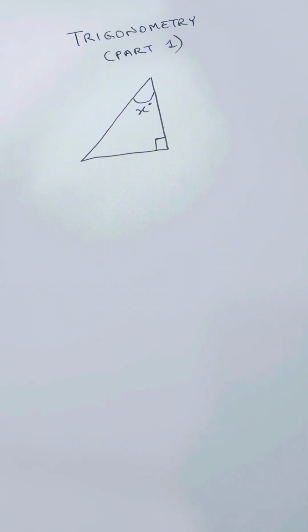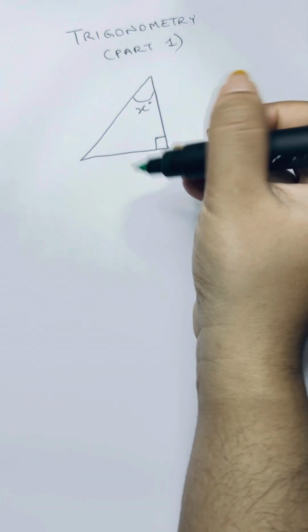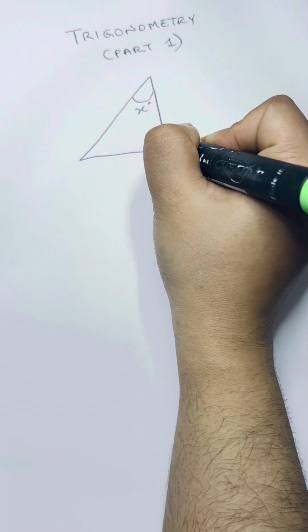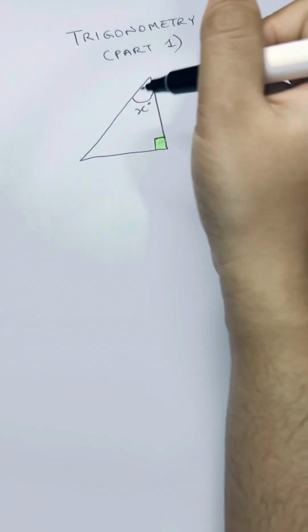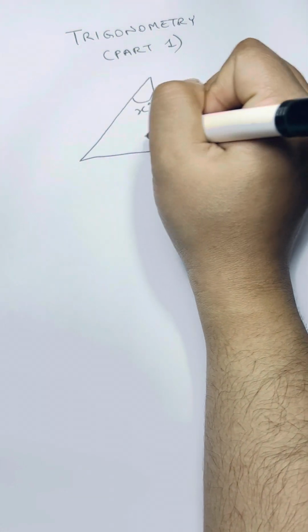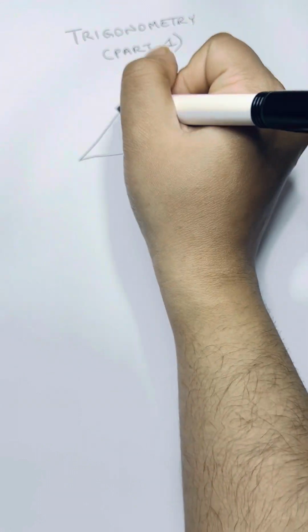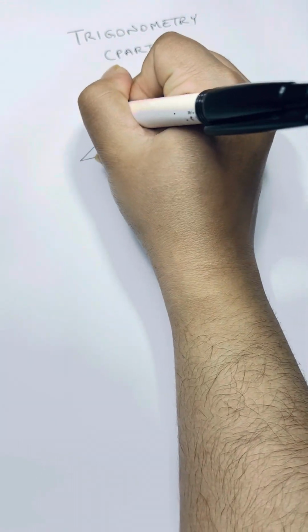So what is trigonometry? Trigonometry can only be applied in right angle triangles. So you can see the right angle, the 90-degree angle here on this triangle, and the side opposite to the right angle is called the hypotenuse.